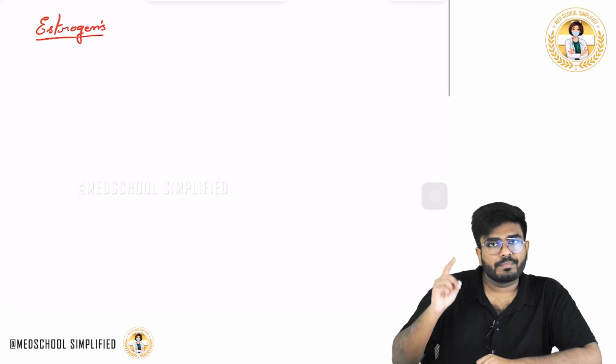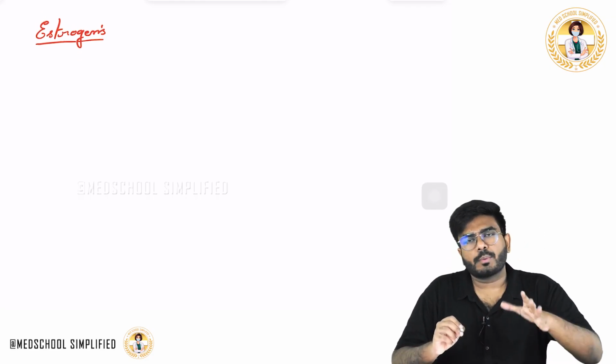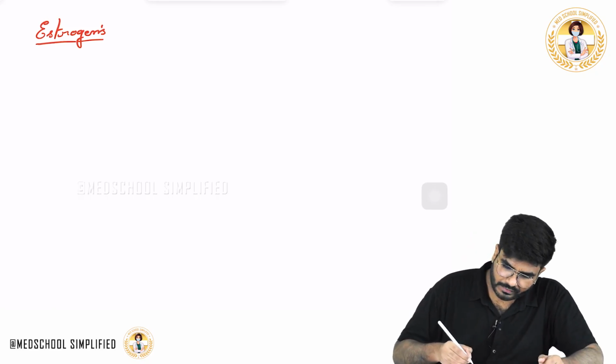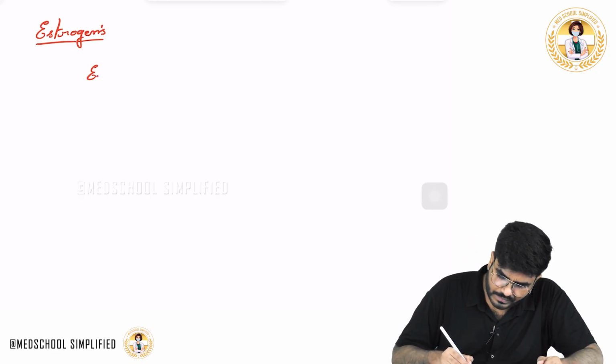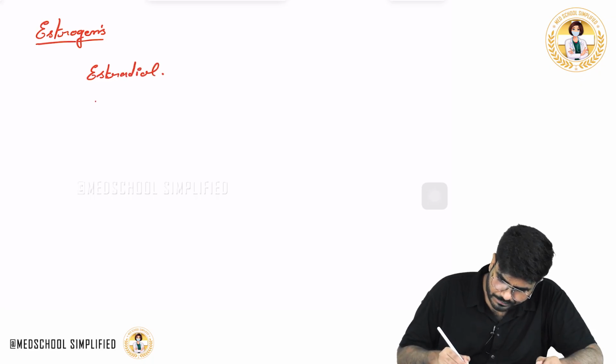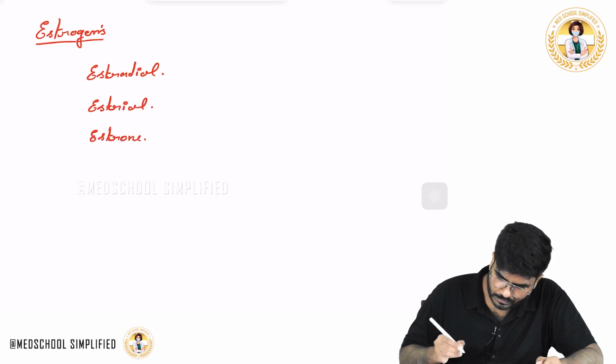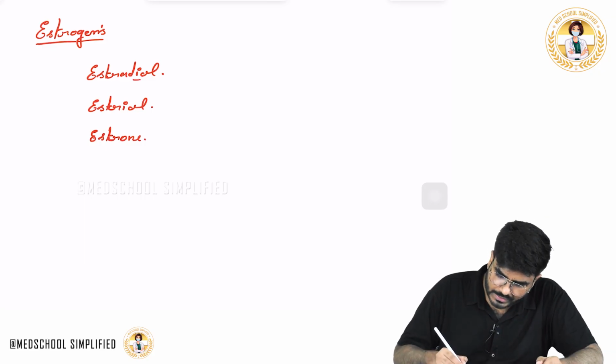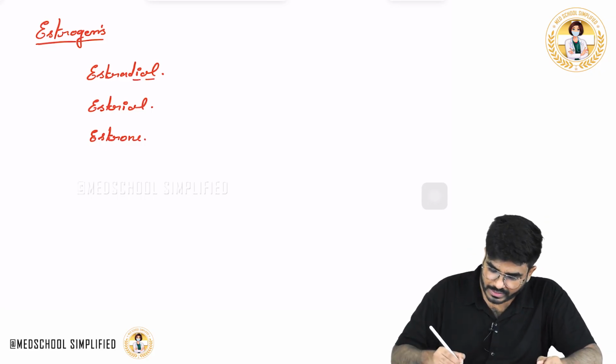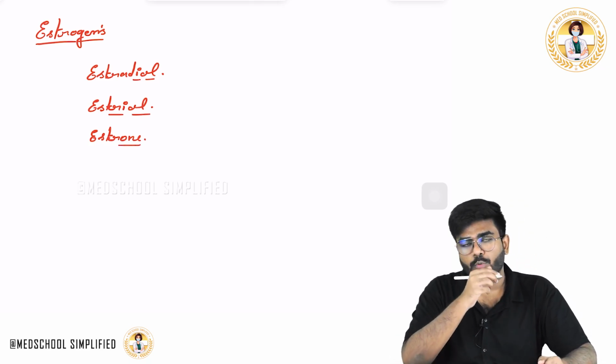There are different types of estrogens. I have already explained this in the first video, the reproductive hormones topic. There are three different types of estrogens. One is estradiol, next estriol and estrone. Estradiol means 2 alcohol groups are going to be there, estriol has 3 alcohol groups, and estrone has a ketone group.